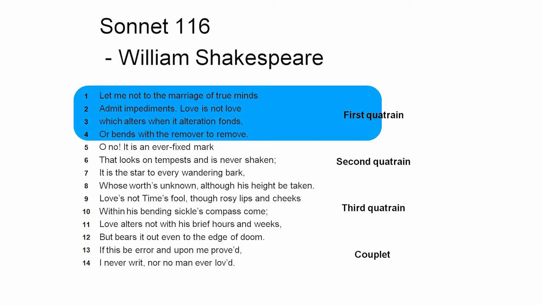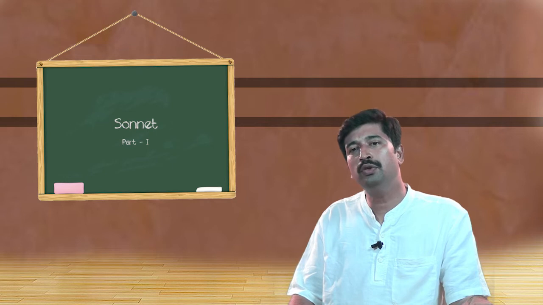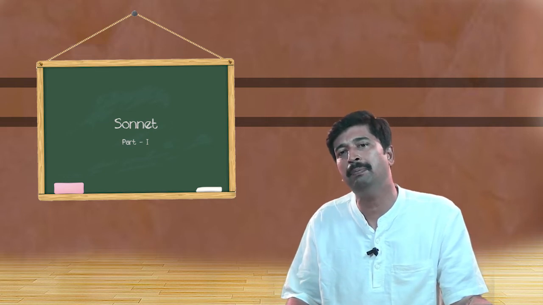So he says love is not love which alters when alteration finds. So it should be something very permanent. It shouldn't change according to time or things, or bend with the remover to remove. So with these four lines, he is introducing the concept of love in the first quatrain. When we go to the second quatrain, he is introducing us to what love could be with further examples.